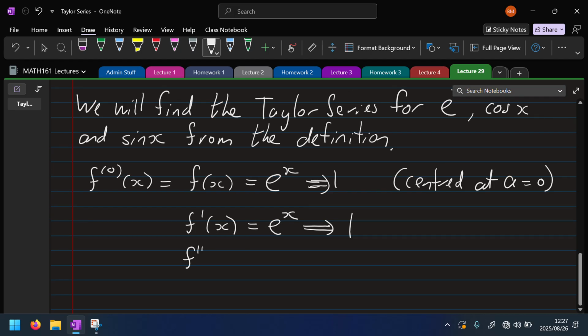What about the second derivative? That will still be e to the x, and at 0, that will still be 1. So we see that every derivative evaluated at 0 is just 1.